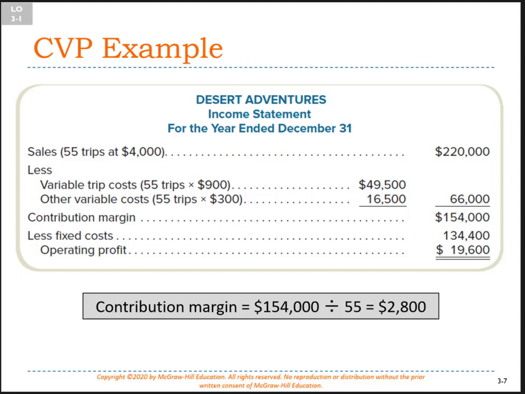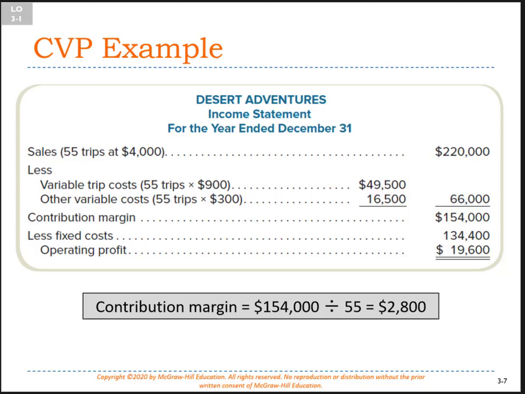If you want to do it per trip, it's 4,000 minus 1,200, or 2,800, which is a little easier than the formula they gave below, but gets the same result. 4,000 my sales price minus variable costs, 1,200. Then you subtract your fixed costs to get your operating profit.